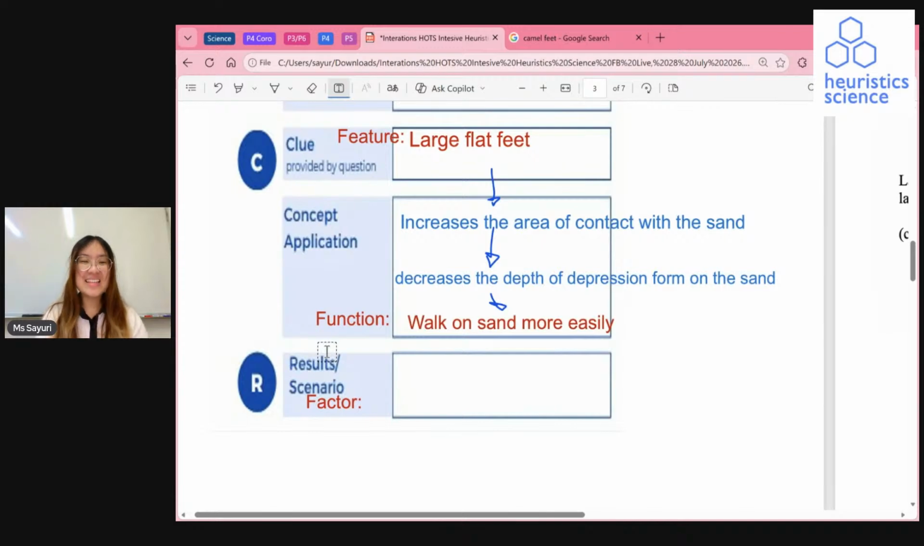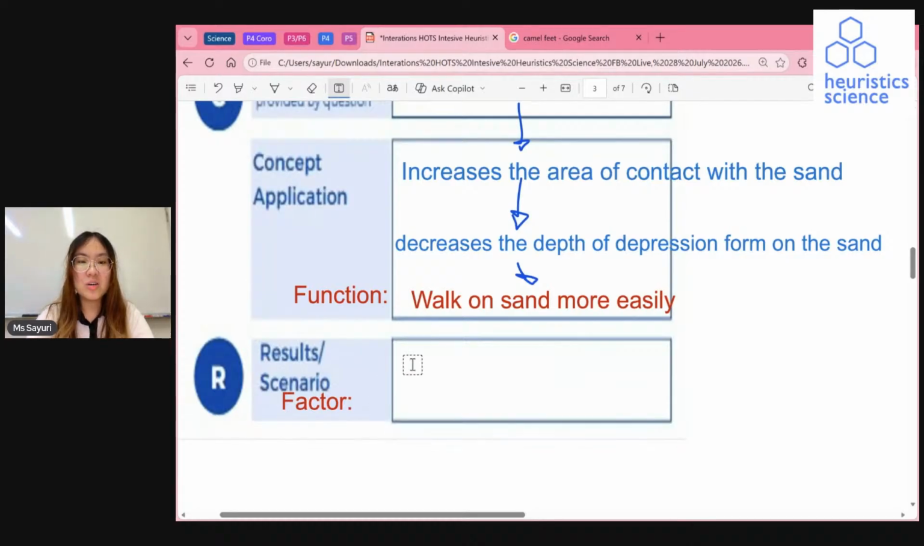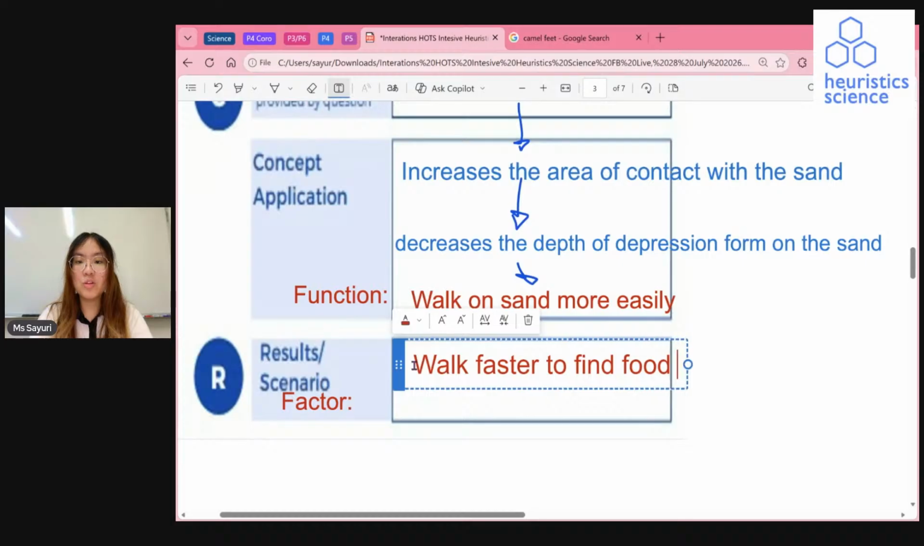Okay, so in this case here, what are we trying to do? We are trying to walk faster. If you can walk easily, you can walk faster to find things like food or water. Now, you can also say, escape from predator more easily.